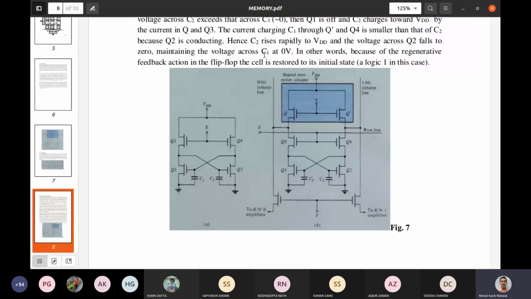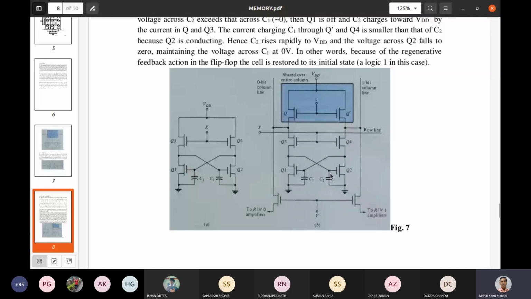Now here the information is stored in the parasitic capacitance C1 and C2. C1 is connected to the gate of Q2 and C2 is connected to the gate of Q1. So this parasitic capacitance can store the charge, and that charge will act as the gate voltage. So basically your information is present in this parasitic capacitance.